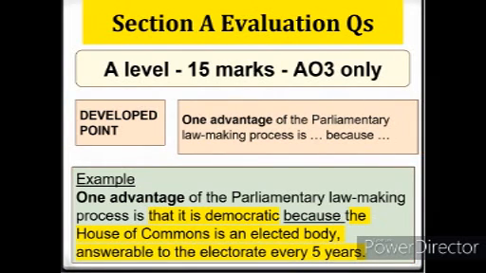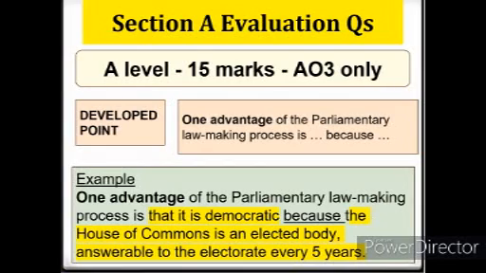So let's look at one paragraph that you could write for this essay. Beginning with a developed point, using the writing frame that we looked at the beginning of the lesson. One advantage of the parliamentary lawmaking process. So you should be able to tell from your very first sentence of every paragraph what the question being asked is. And that is a rule for any essay in law.